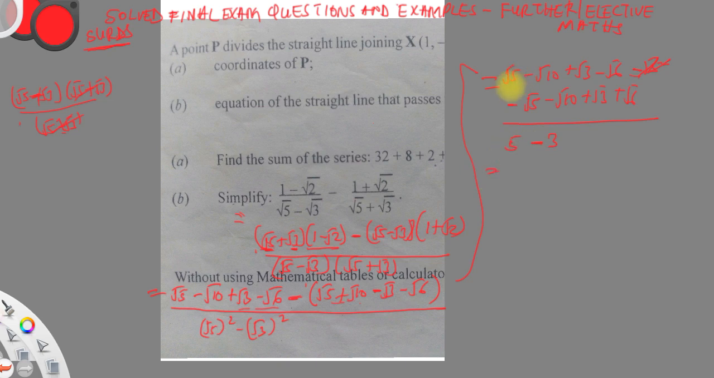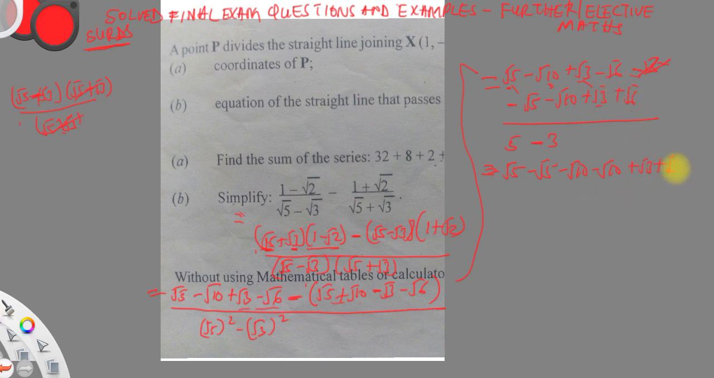So this is equal to, let us rearrange. Square root of 5 is here, and this is positive and this is negative. So we have square root of 5, then negative square root of 5, so minus square root of 5. Then we have negative square root of 10, then we bring this negative square root of 10. Then plus square root of 3, plus square root of 3. Then negative square root of 6 plus square root of 6.